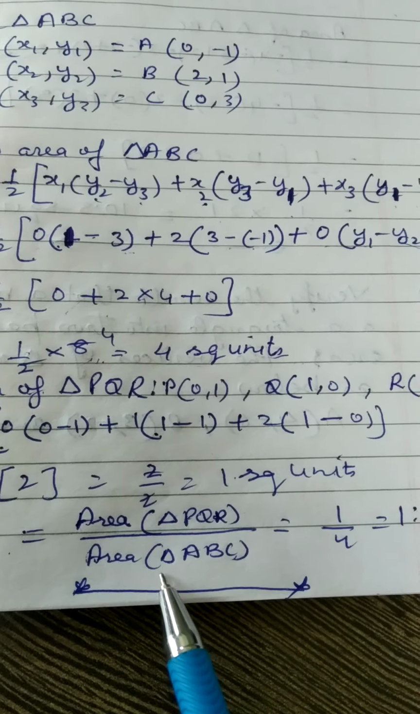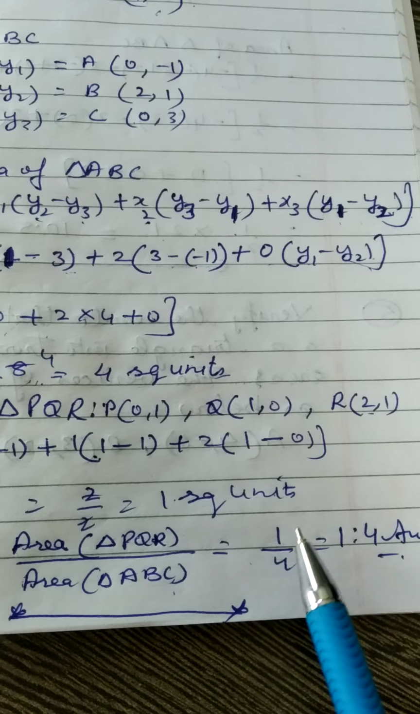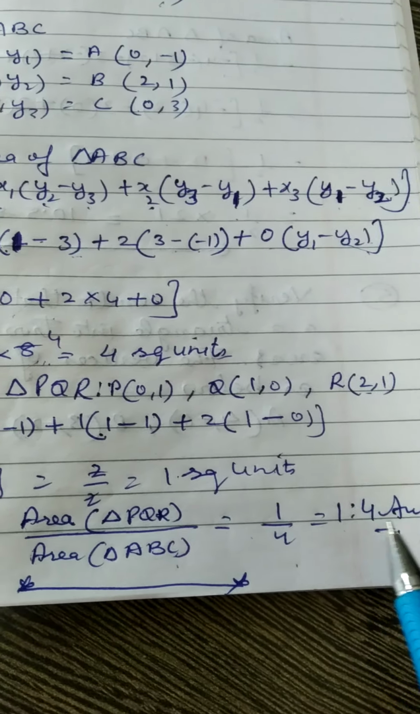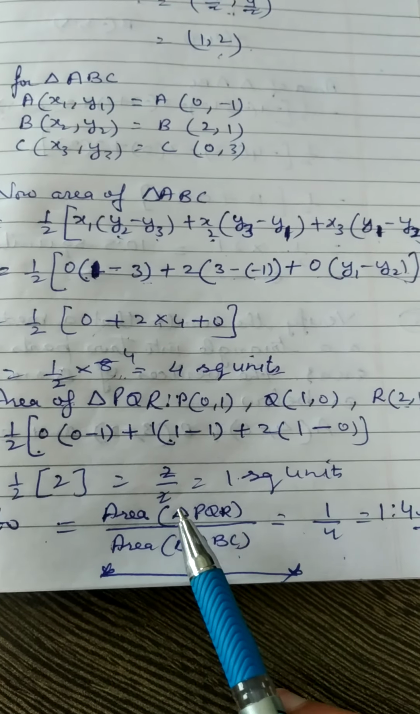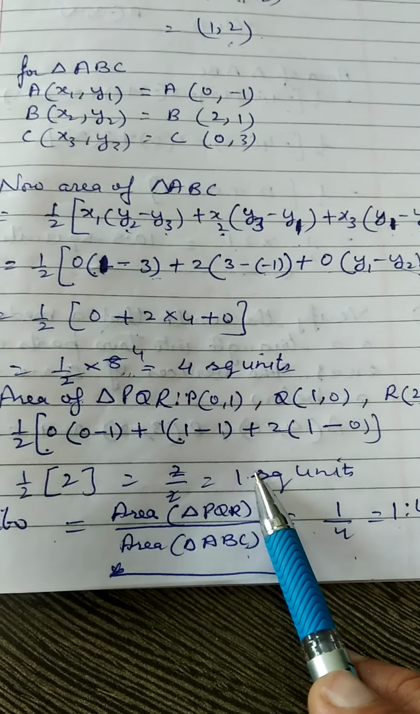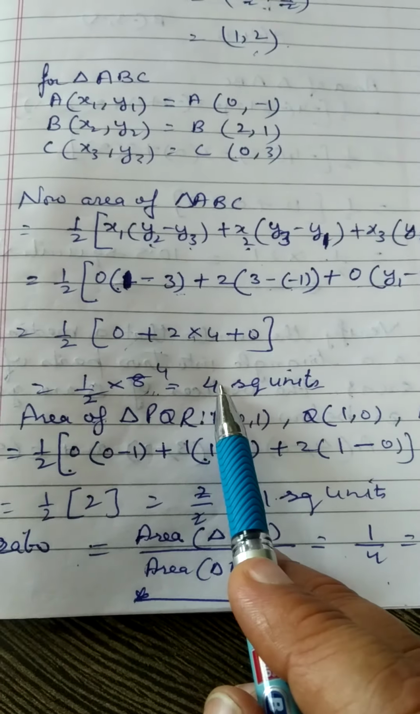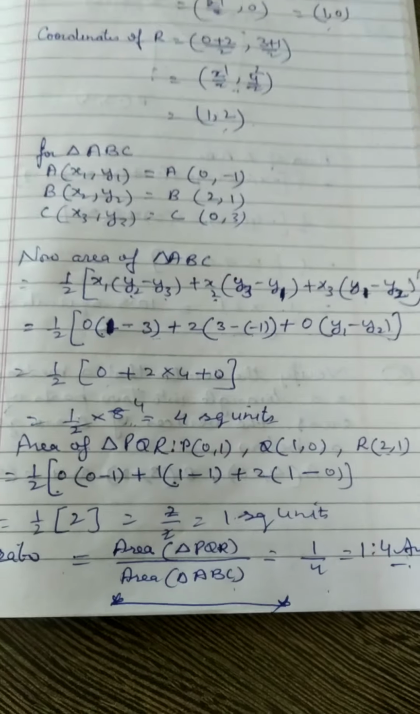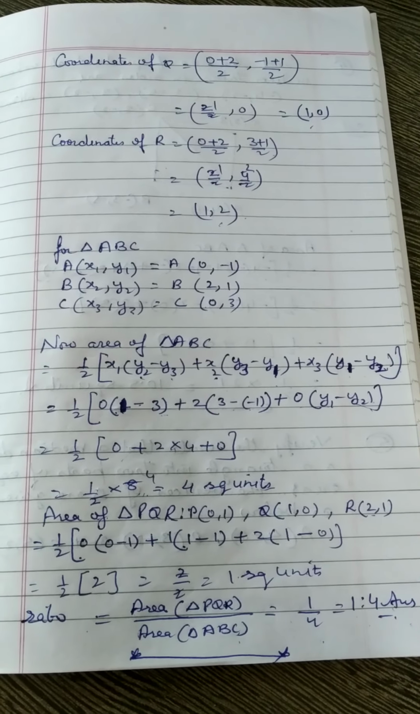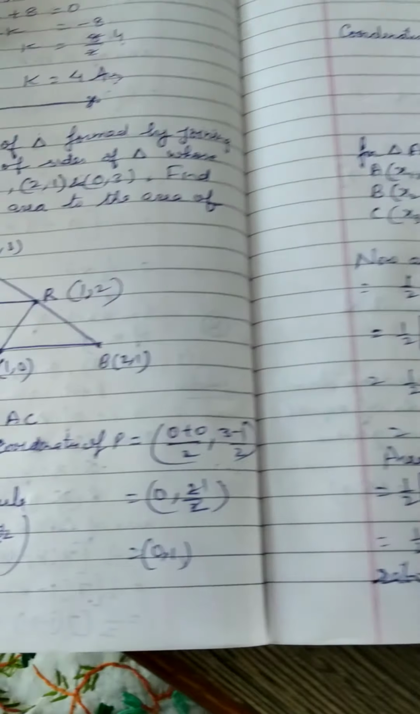Area of triangle PQR by area of triangle ABC is 1 by 4, that is 1:4. We have put the values of the area of triangle PQR, that was 1, and the area of triangle ABC was 4. It comes to be 1:4. Now this is the solution for this question.